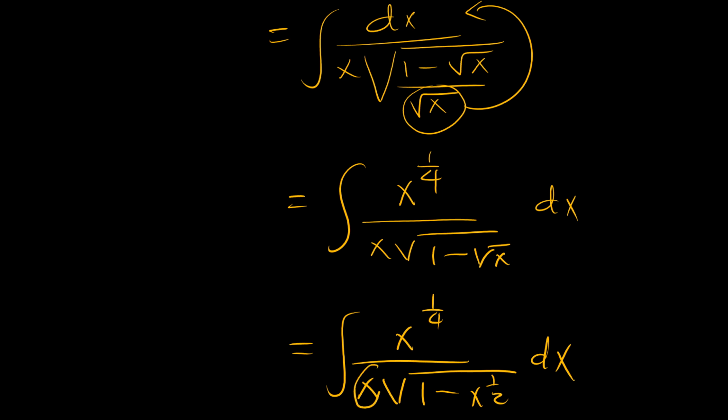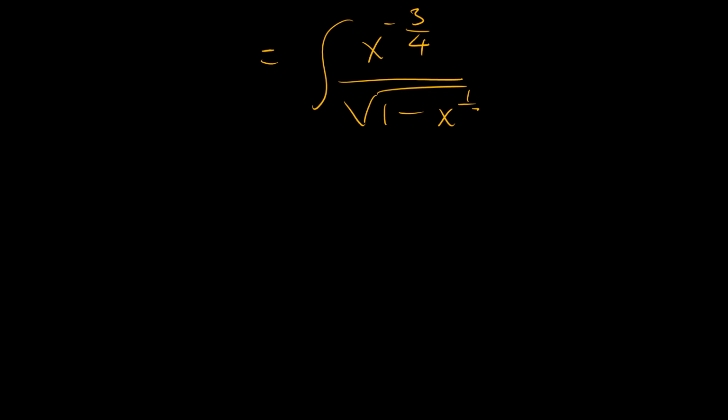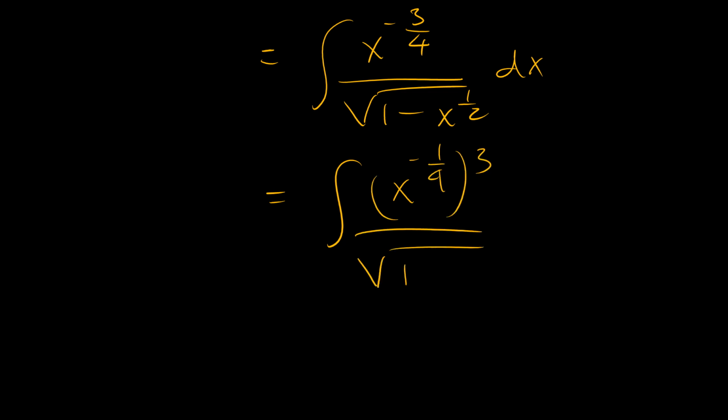Let's get these two to interact, so that we do now have x to the power negative 3 over 4 over the square root of 1 minus x to the power a half. And we can express this as x to the power negative a quarter to the power 3 over x minus x to the power quarter squared.